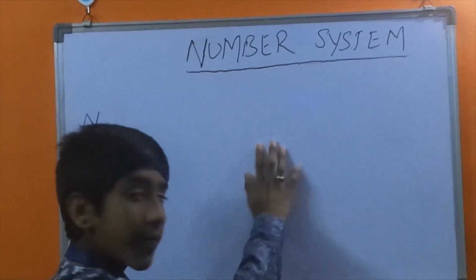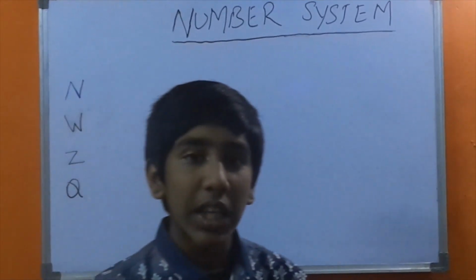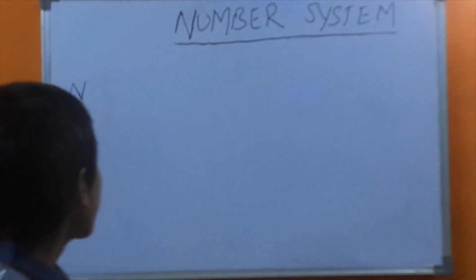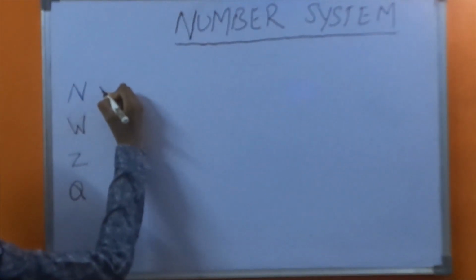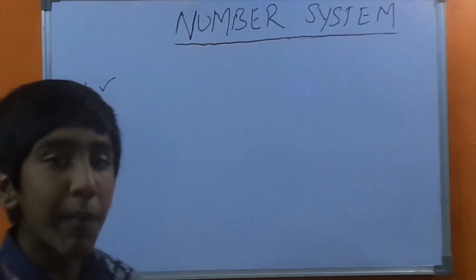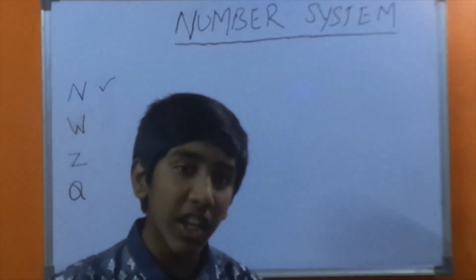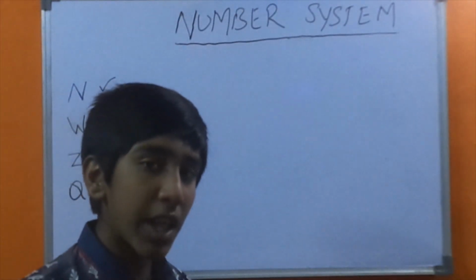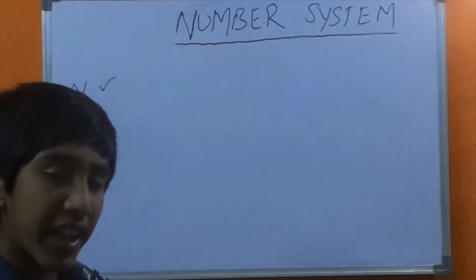Number system. Recall what we have learned in the previous classes about the different kinds of numbers. The first kind is natural numbers, denoted with the letter N. Natural numbers are the numbers which occur naturally. They are also called counting numbers. They start from 1. Example: 1, 2, 3, 4, etc.